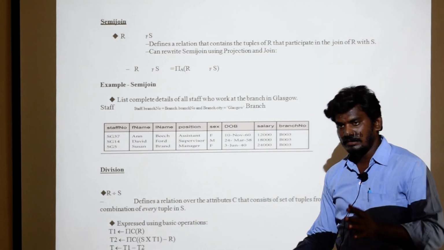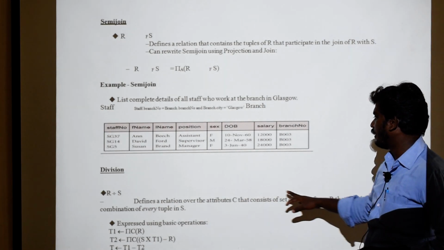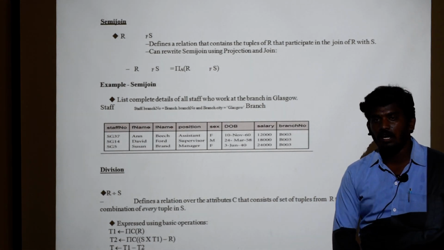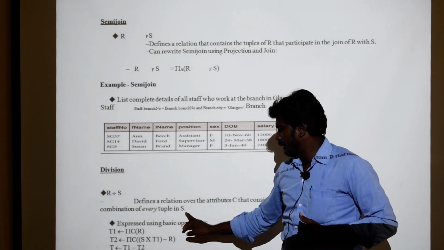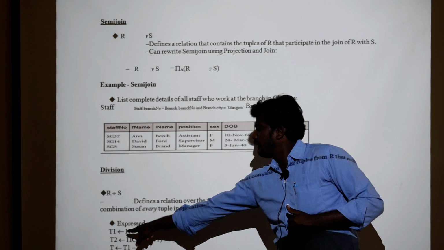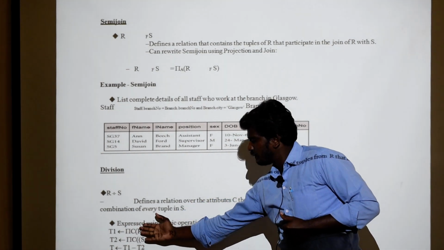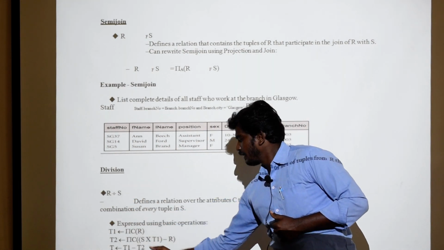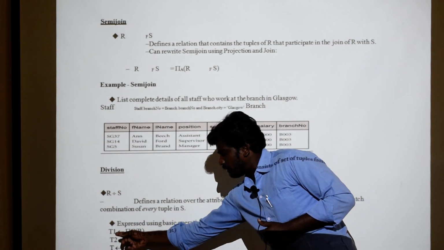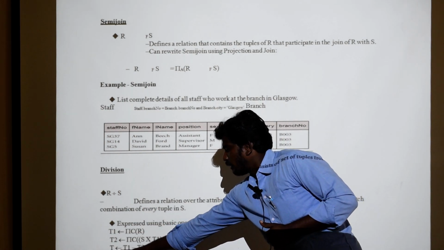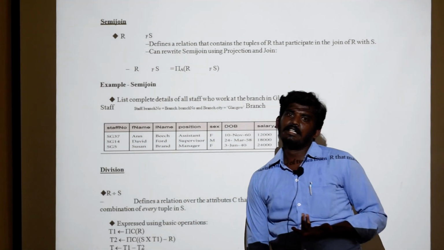Even the division is the same mathematical function: R division of S. It defines a relation over the attributes of C consisting of tuples that match all the combinations of tuples of S. So the expression is called T1. T1 is the table, then the pi symbol, then R. The constraint is R intersection of table 1, as the Cartesian product invoking the method of R, then table 2 is combined totally, neglecting some constraint. So overall this satisfies your division processing.